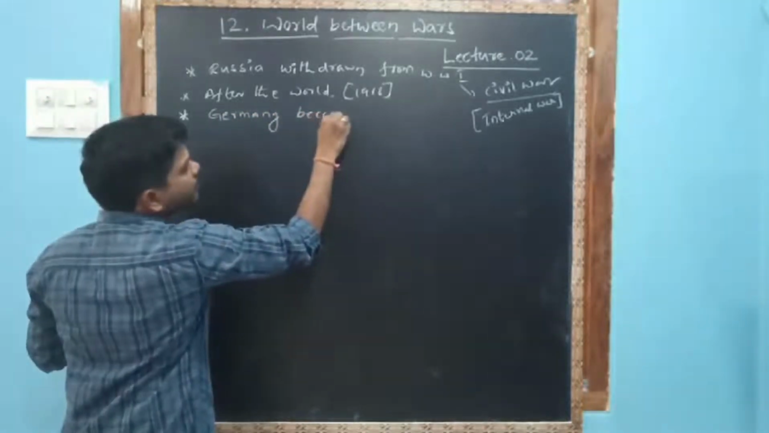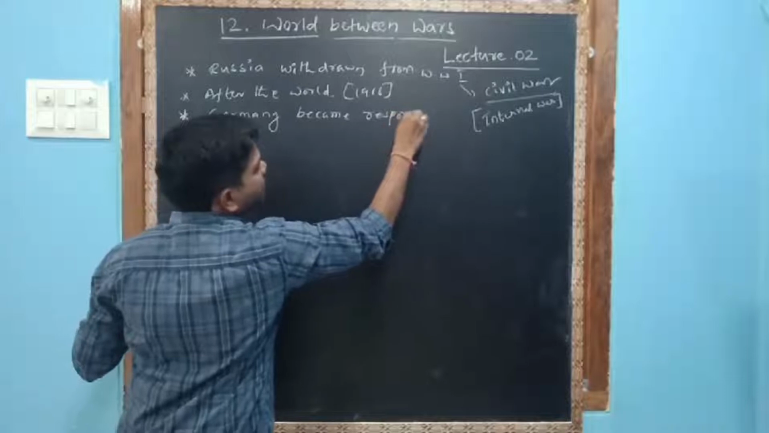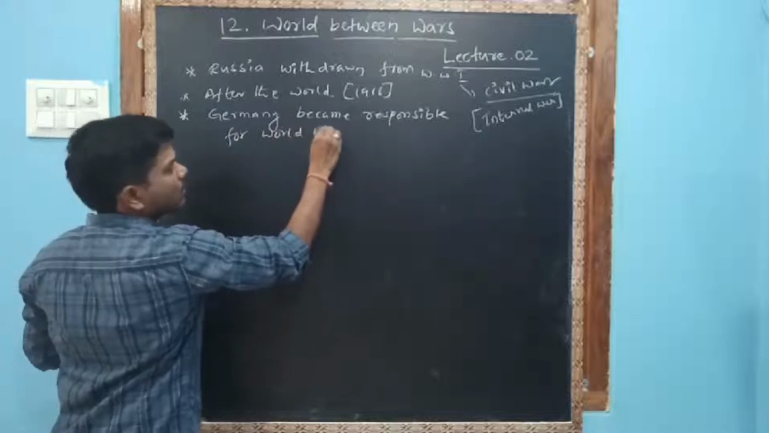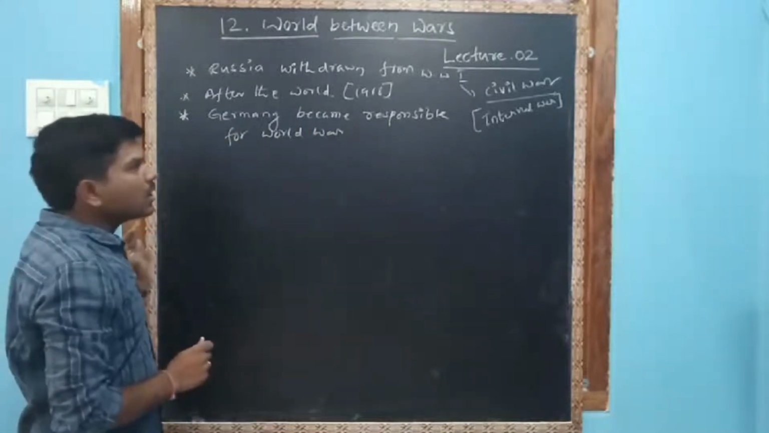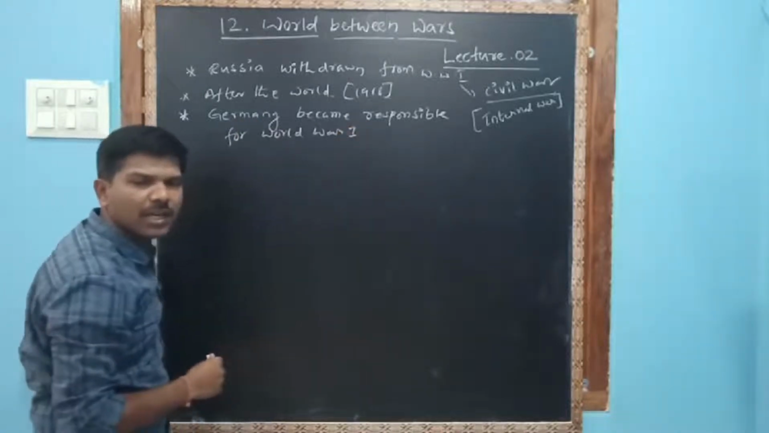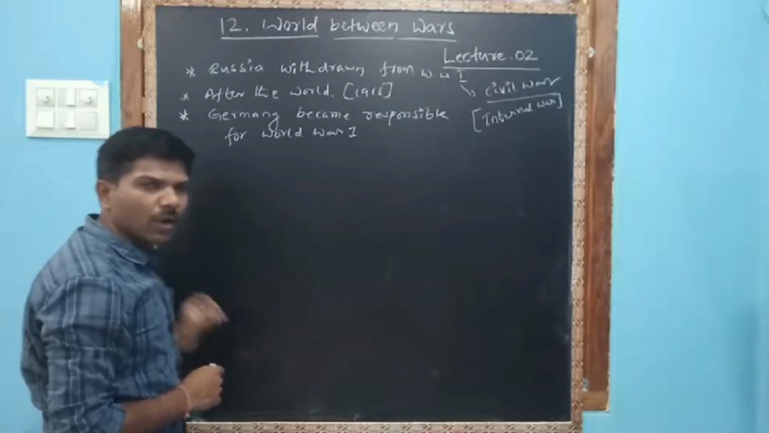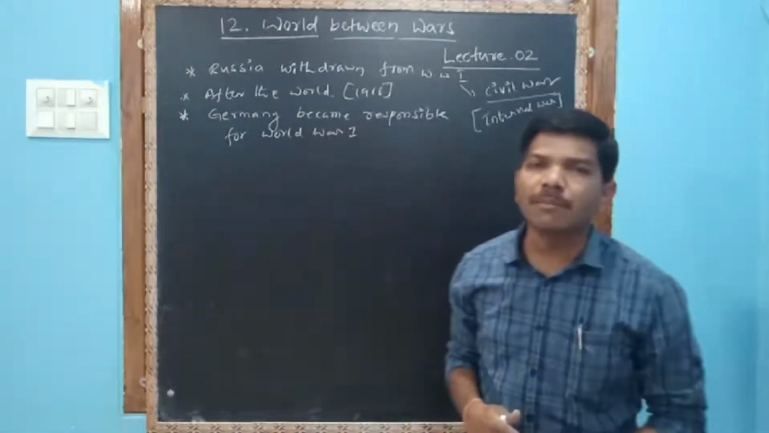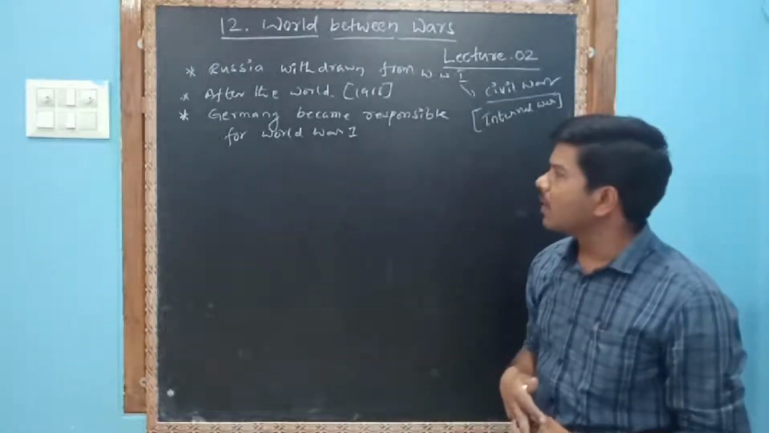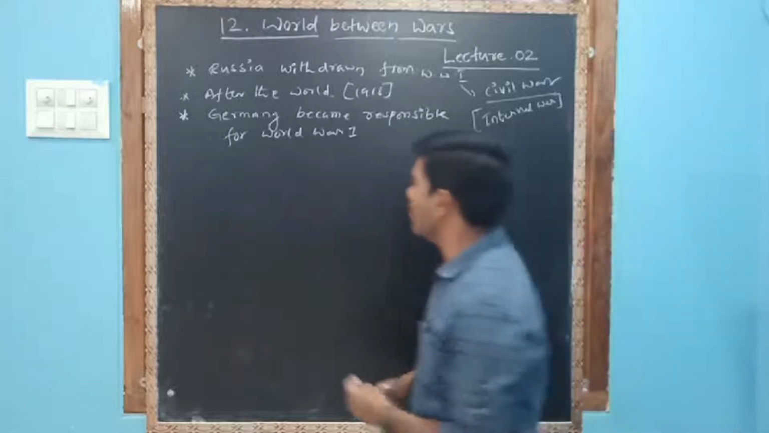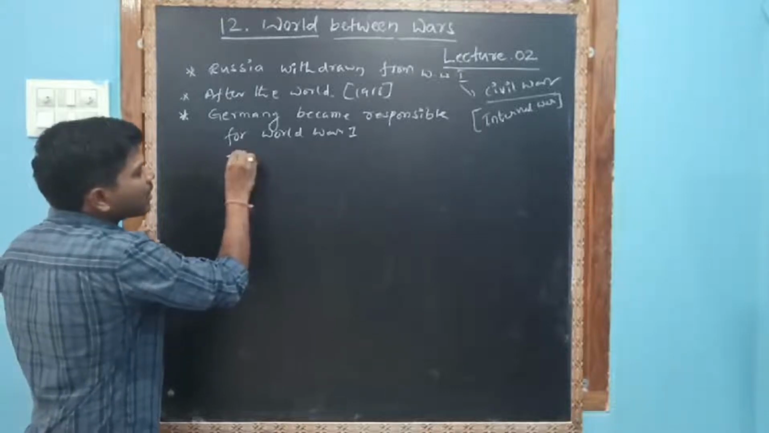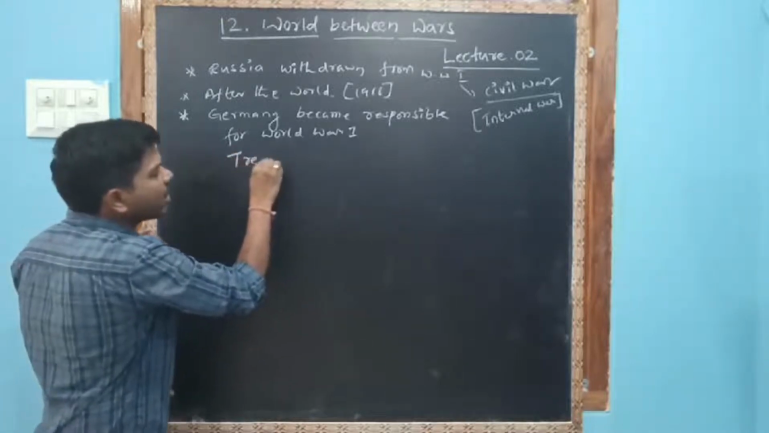Germany became responsible for World War I. So it's a very important point. They may ask which country is responsible for World War I, because Germany encouraged the remaining countries to participate in the war, so Germany became responsible. So the victorious countries wanted to punish, and one treaty was held. The treaty's name is the Treaty of Versailles.